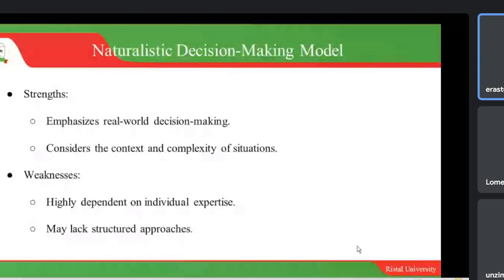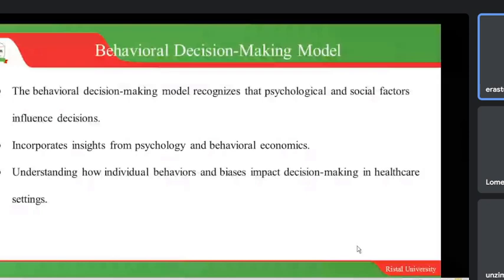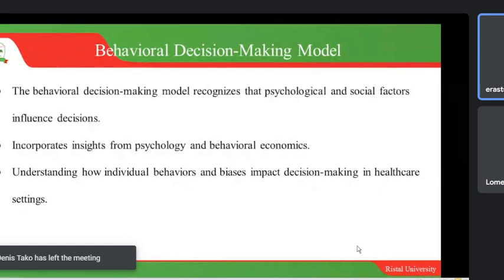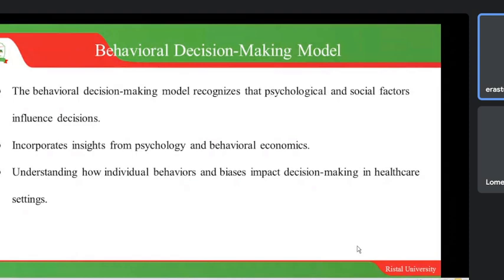models. Then we have what we call the behavioral decision making model. And we are saying it recognizes that psychology and social factors are critical in terms of influencing decisions. So now, when we are using this model, we incorporate insights from psychology and behavioral economics. And through using this model, we are able to understand how individual behaviors and biases impact decision making in healthcare settings.